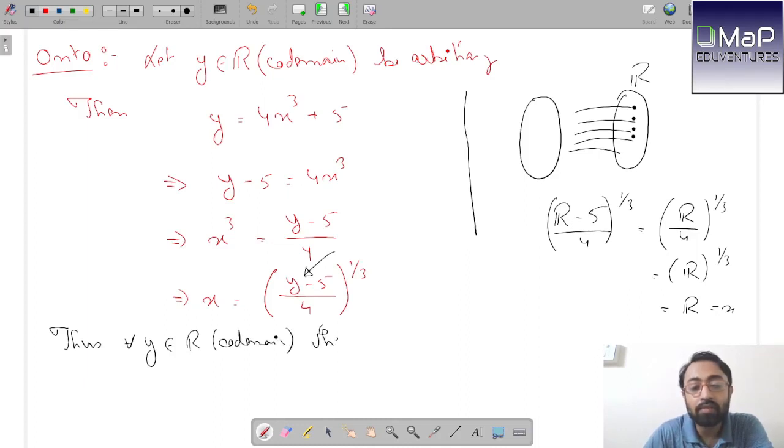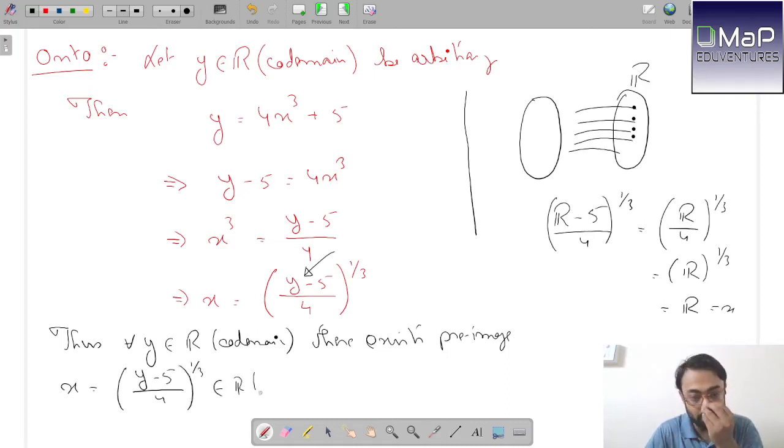there exists a preimage x equals y minus 5 by 4 to the power 1 by 3, which belongs to R, that is the domain, such that now the last part, mathematically we have to prove one more thing which we understood logically.